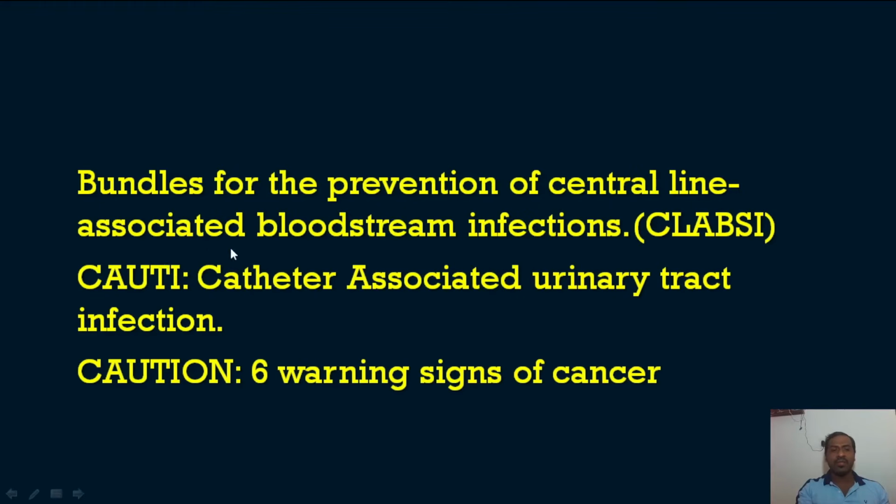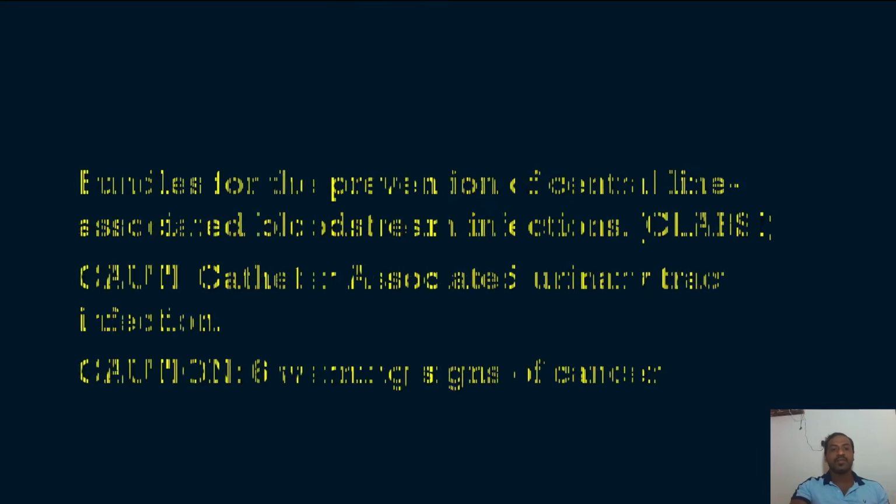Then we will see the other options. The first option is just for confusing you, and the second option is CAUTI. CAUTI stands for catheter associated urinary tract infection, and the final option is CAUTION. CAUTION is a synonym for the 6 warning signs of cancer. I am not going in depth about CAUTION. So the answer for our question here is CLABSI, that is central line associated bloodstream infections.